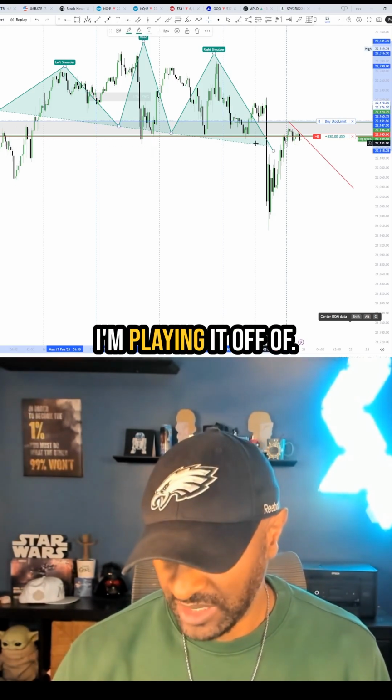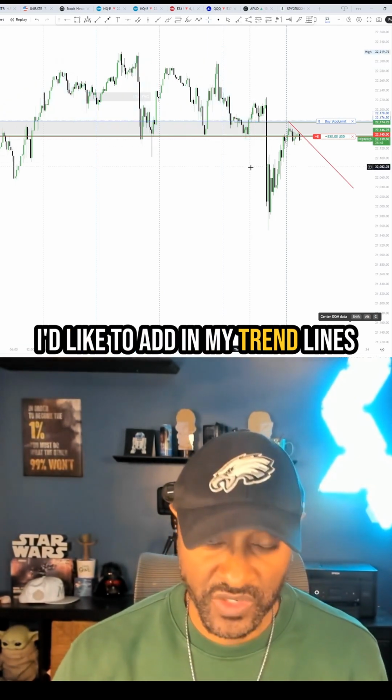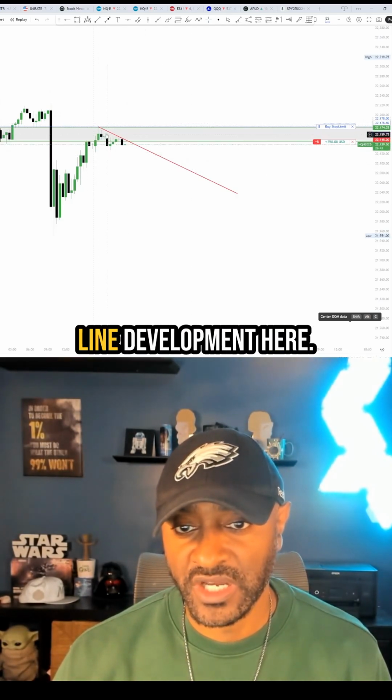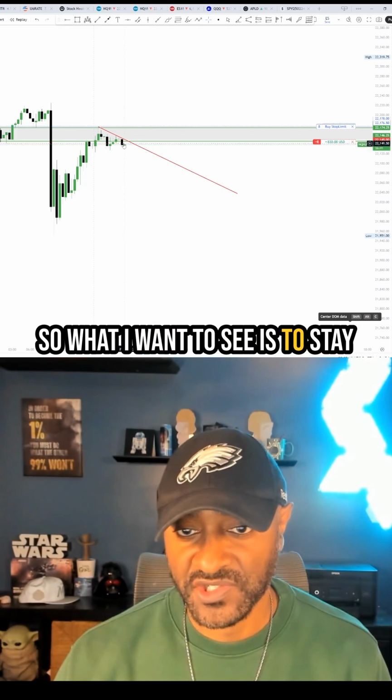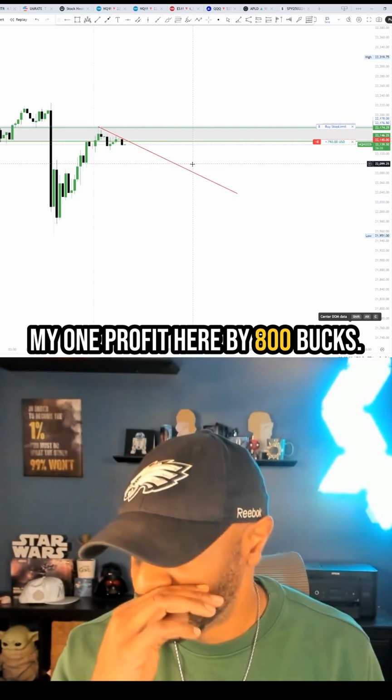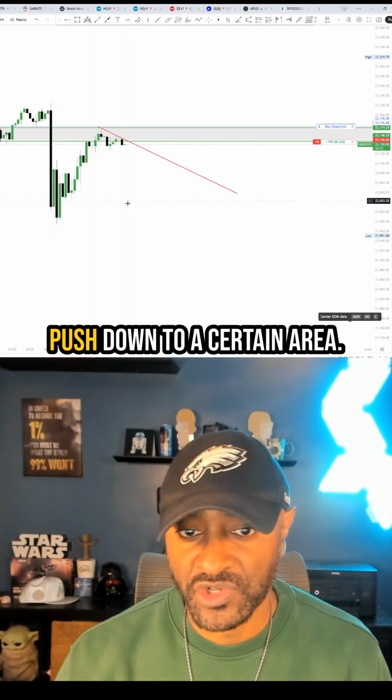I'm watching it, but I like to add in my trend lines to my trade plan. So now I'm looking at a trend line development here. What I want to see is it stay underneath this trend line. I'm up on profit here about 800 bucks, and I'm looking for it to push down to a certain area.